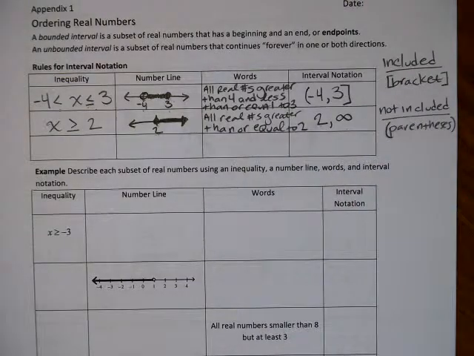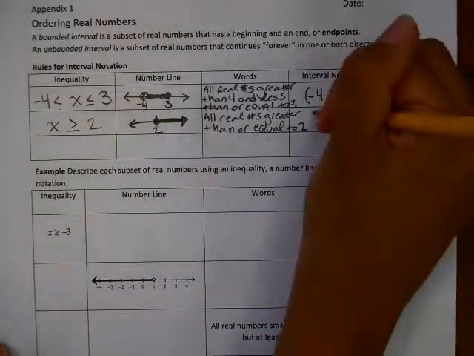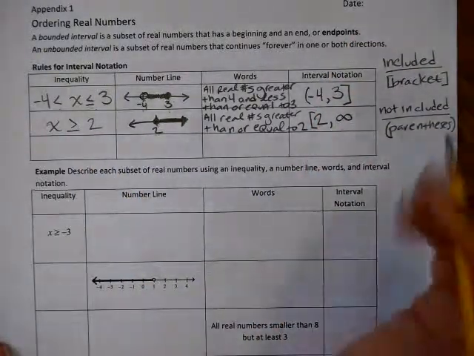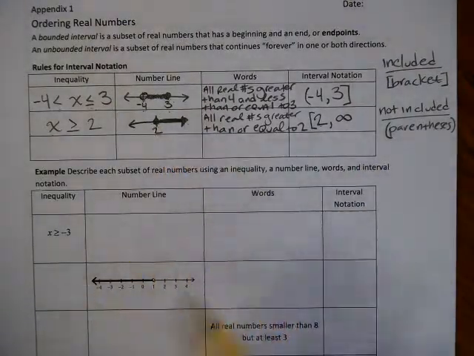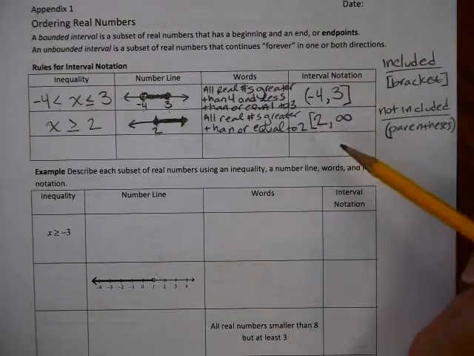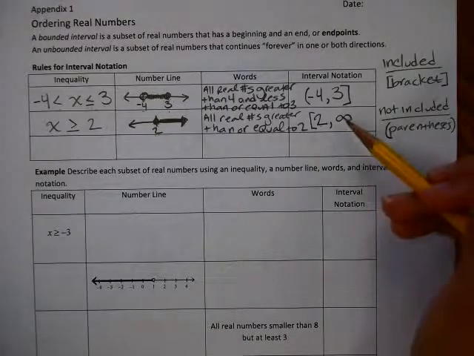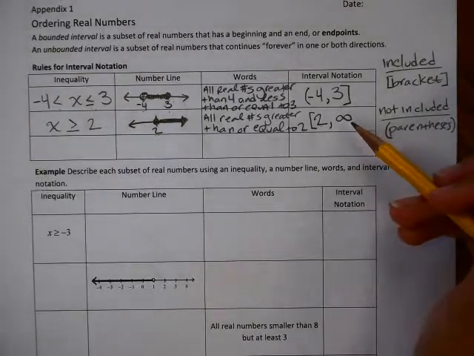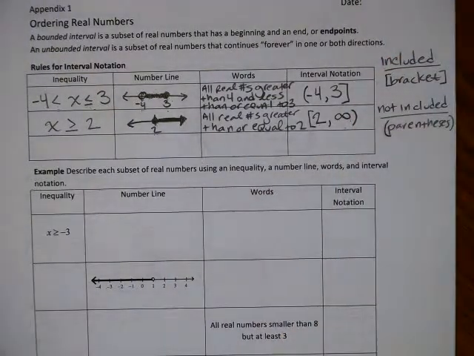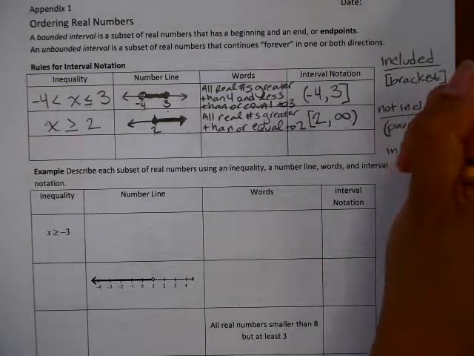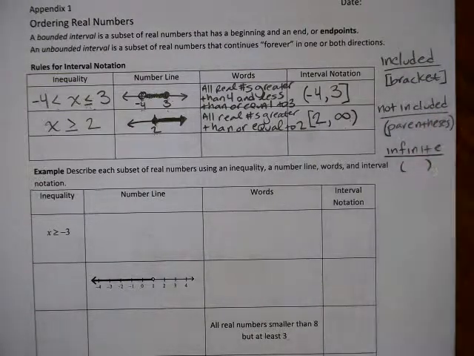Now we have to decide about the parentheses and the brackets. So let's see, the 2 is included, it's equal to, so the 2 gets a bracket. Alright, let's see, this is something near infinity. Well, the shading keeps going forever and ever and ever. The bracket would signify that that's a number that is included. Well, infinity isn't really a number, it's more of an idea. So the rule is anytime you have infinity, you always put a parenthesis there. So infinity will always get parentheses.